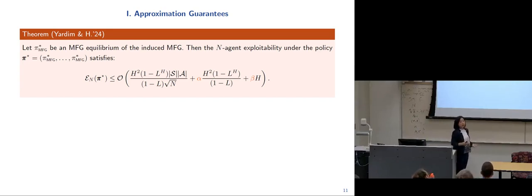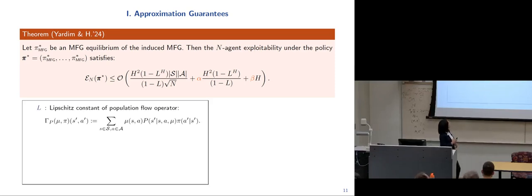The first term corresponds to the approximation error due to the fact that we only have a finite number of agents. As you can see, this term scales in the order of 1 over square root of n. As n goes to infinity, this term will diminish to 0. Of course, you can also notice that it has a very unpleasant dependence on the horizon H. This is, in fact, exponentially sensitive to H.